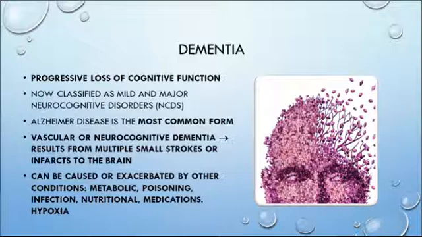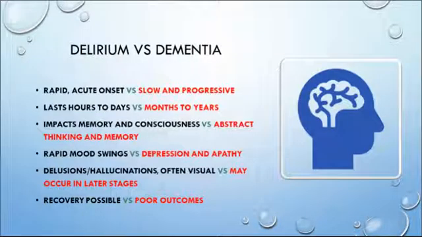So good assessment and history taking is important. Delirium versus dementia. It's very important to be able to distinguish between these two. Delirium is your rapid onset versus dementia is your slow and progressive. So your black side is your delirium, the red side is your dementia. So be able to go between these two and understand the difference in them if you're given scenarios and questions.